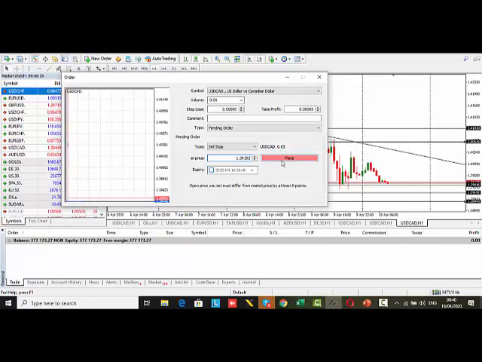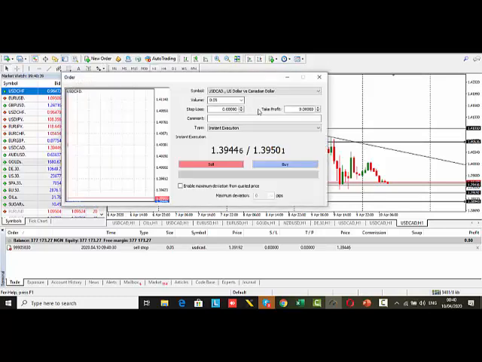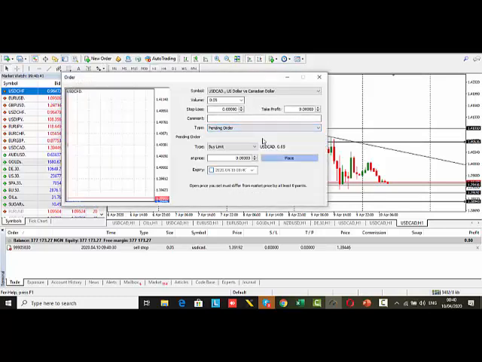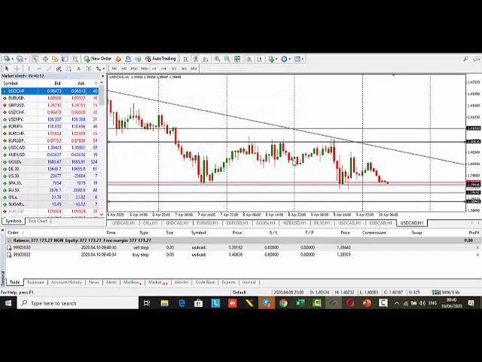1.39192. So we place that, and then for the break above this line here, we have our entry point also for a buy stop pending order. Then we go to buy stop, we change the price to 1.40636. So we have the two pending trades waiting for a breakout on USDCAD.